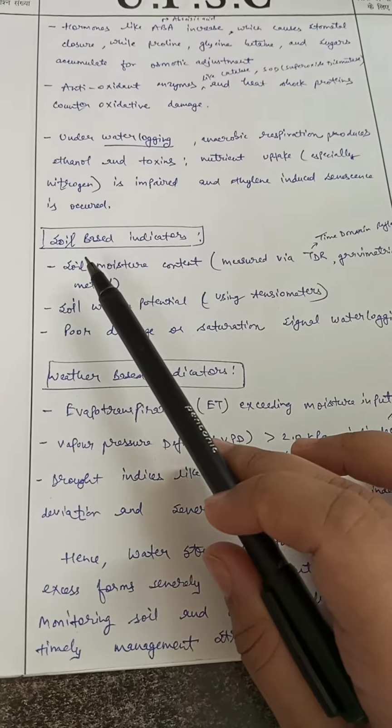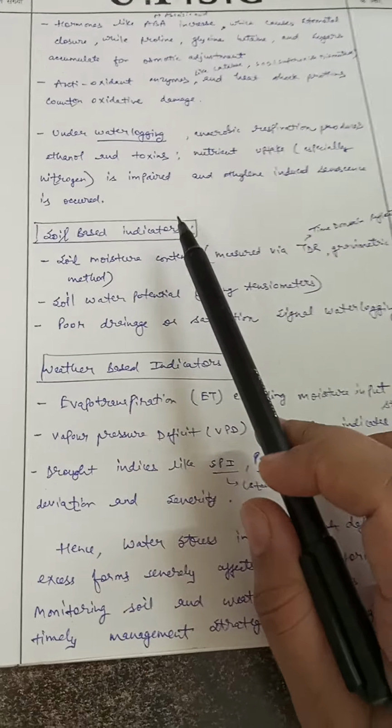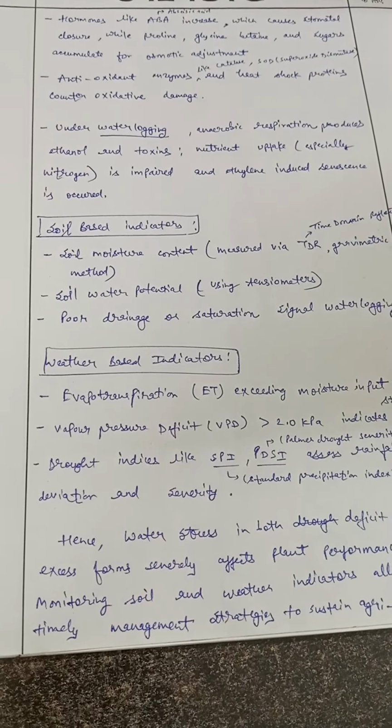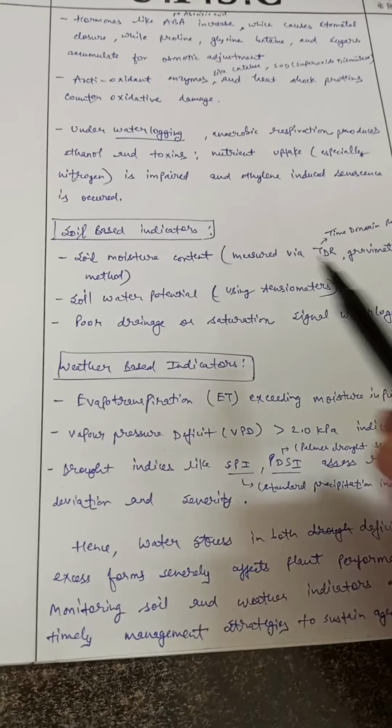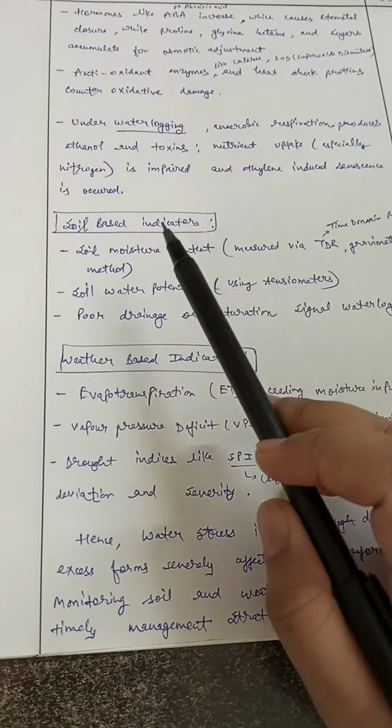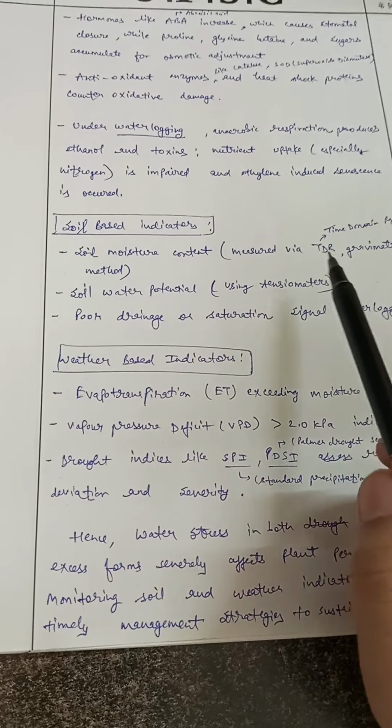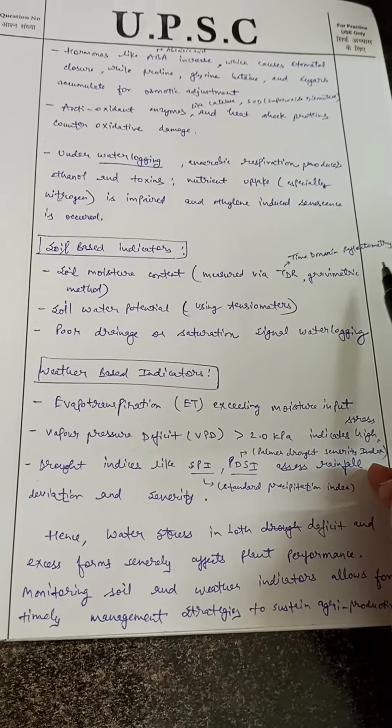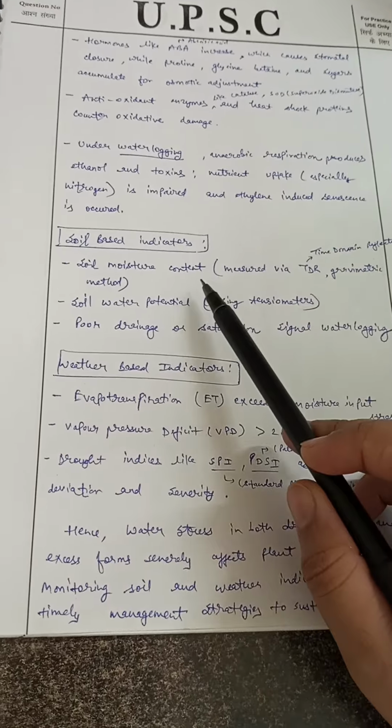Now the soil-based indicators which can tell whether the plant is facing water stress or not. Through soil moisture content, measured via TDR, that is time domain reflectometry, or the gravimetric method, we can check whether the plant is facing water stress. Soil water potential using tensiometers, or poor drainage or saturation, signals waterlogging.